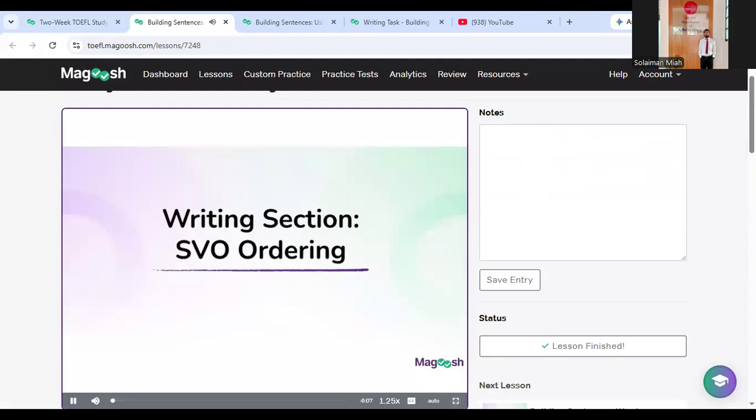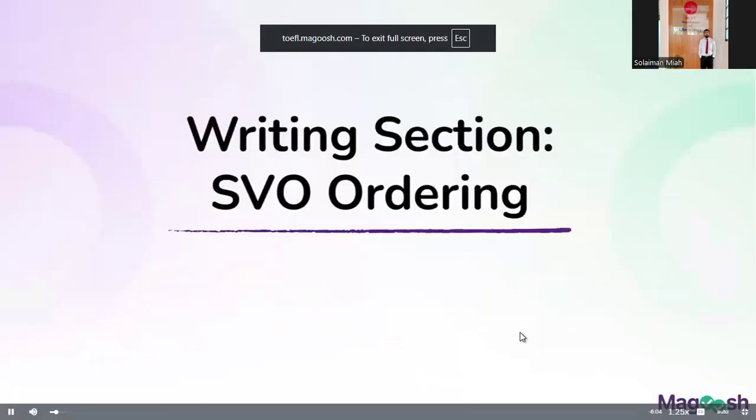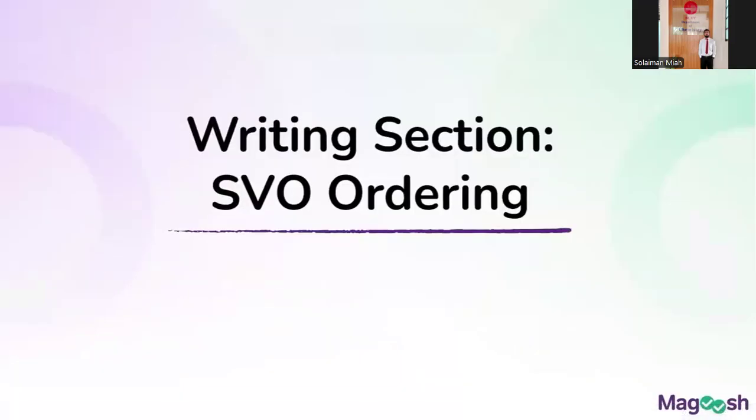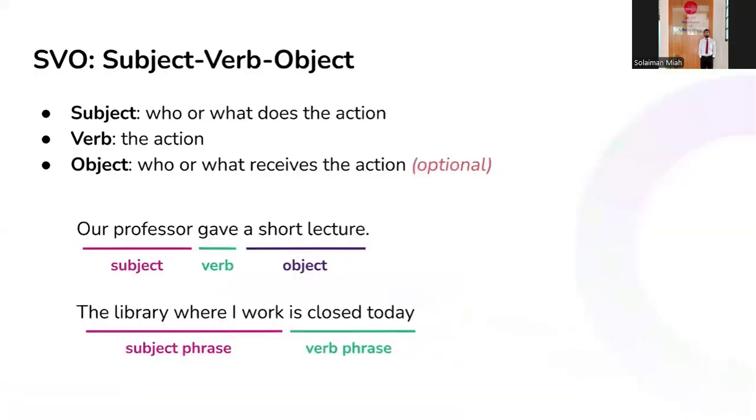In this lesson, we're going to focus on subject-verb-object ordering, often called SVO order. This is a core piece of English grammar, so it's important for the writing section, especially for build a sentence tasks. Let's start with what SVO actually means. In English, most sentences follow the order of subject first, then verb, and then object, if there is an object. The subject is who or what does the action, the verb is the action itself, and the object is who or what receives that action. Some verbs don't require objects, but the subject and verb are always required.